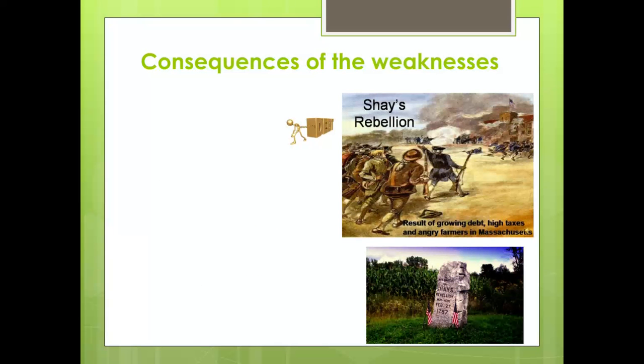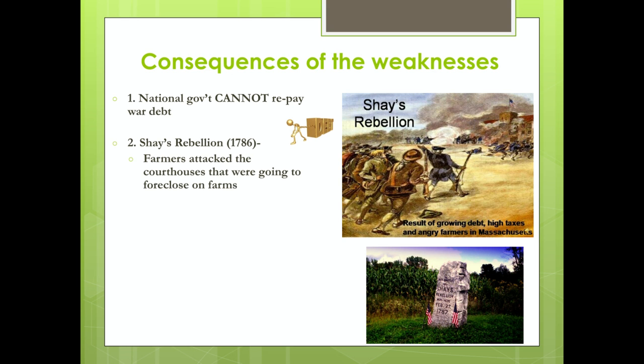So what were some of the consequences of these weaknesses? And we've looked at a few of these. Number one, the national government could not repay its war debt from the American Revolution. Number two, we got Shays' Rebellion. Remember that Shays' Rebellion showed the weakness of the federal government when they didn't have an army to put down this attack. This was when farmers attacked the courthouses in Massachusetts that were going to foreclose on their farms.